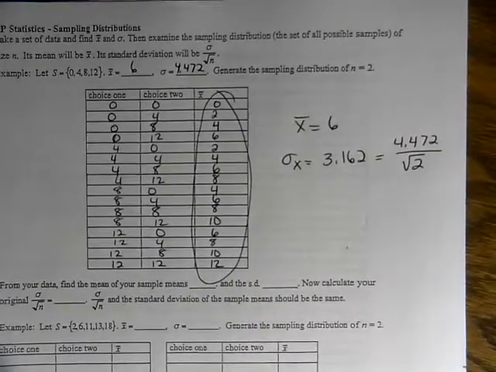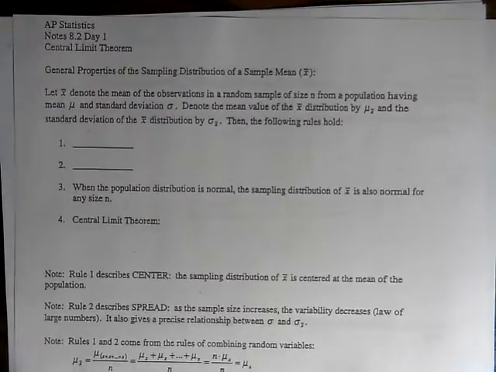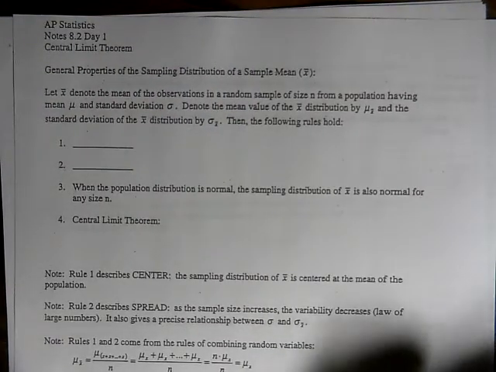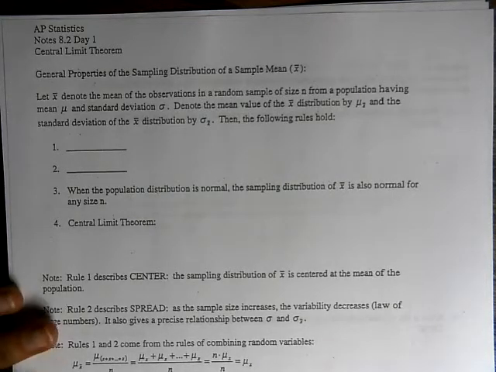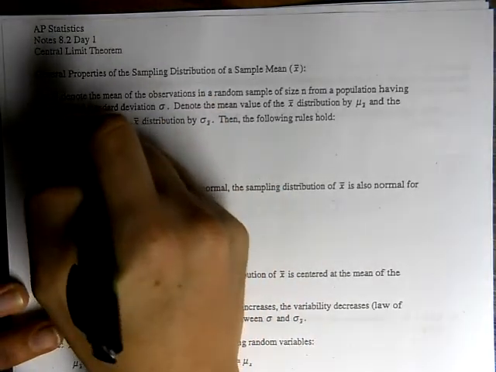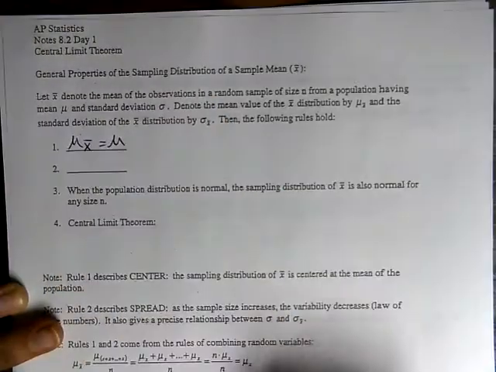We're not going to do the rest of them because you kind of get the idea and it becomes tedious. So here are general properties of your sampling distribution of a sample mean. So x bar is the mean of the observations in a random sample of size n from a population having a mean of mu and a standard deviation of sigma. Denote the mean value of the x bar distribution by mu of x bar and the standard deviation of the x bar distribution by sigma x bar. So here's what it means. So mu of x bar is equal to mu.